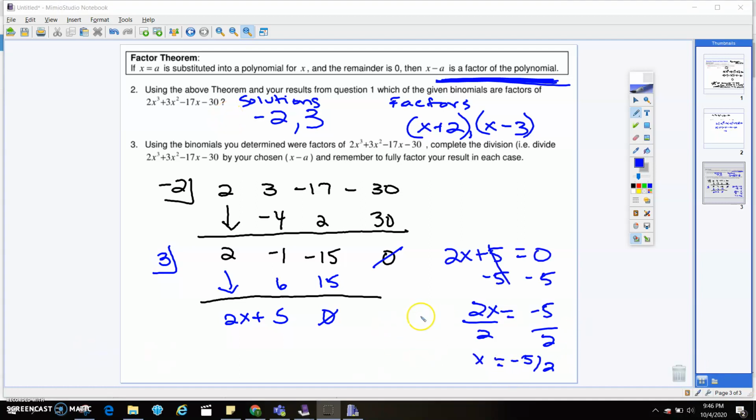So we could solve this and we could get x equals negative 5 halves. Okay, so if I wanted to multiply this back out, this is what it would look like. I would have x plus 2 times x minus 3 times 2x plus 5. And if I multiplied that, I would get this as my solution. Okay.